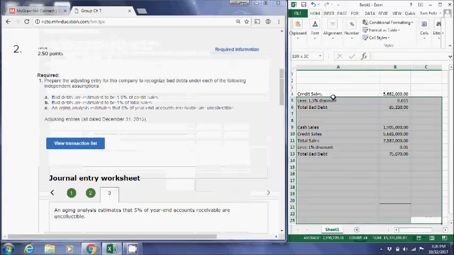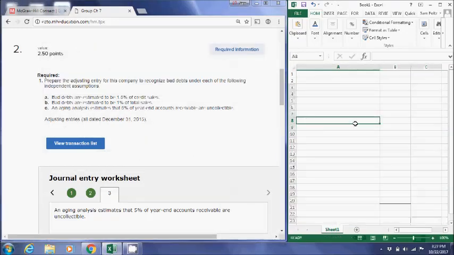analysis estimates that 5% of year-end receivables are uncollectible. And if you recall from class, I mentioned that this is the one that most CPAs would probably like to use because it automatically adjusts the allowance account to be the amount that you want it to be. So to demonstrate that, I'm just going to go ahead and show an allowance account.